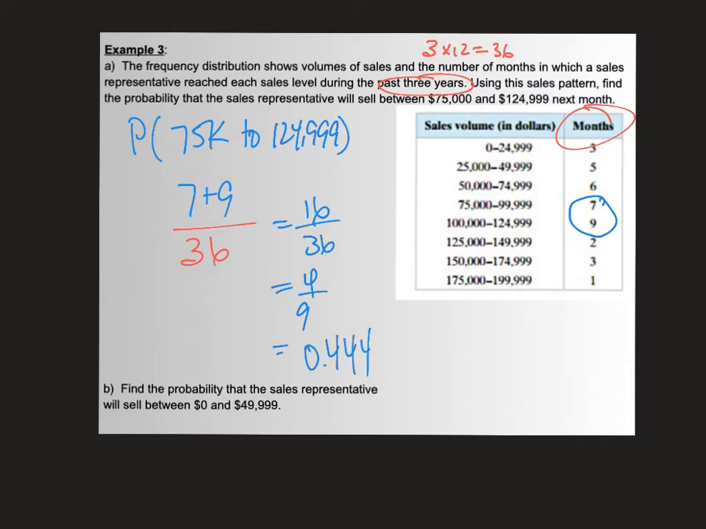All right, find the probability that the sales representative will sell between 0 and 49,999. Okay, again, not really mutually exclusive. You're just finding these two numbers right here. 3 plus 5 is 8, divided by the 36 months that this covers. And 8 over 36 reduces down to 2 over 9, which is 0.222. Okay, so a simple one to start, really just getting us into working with a table.